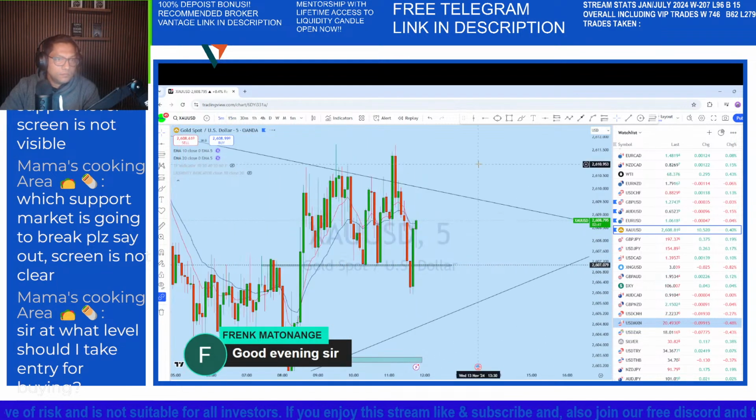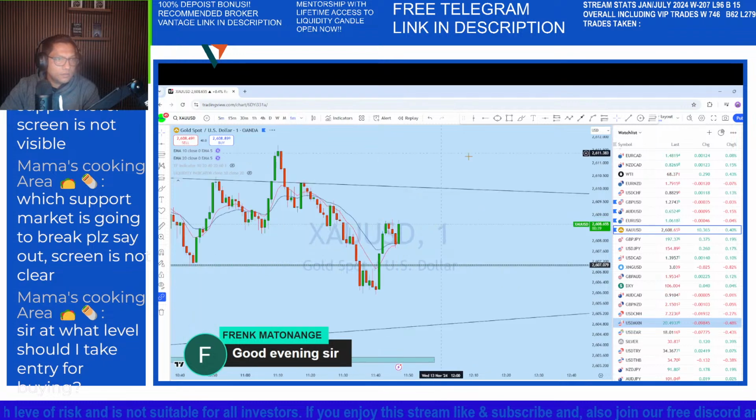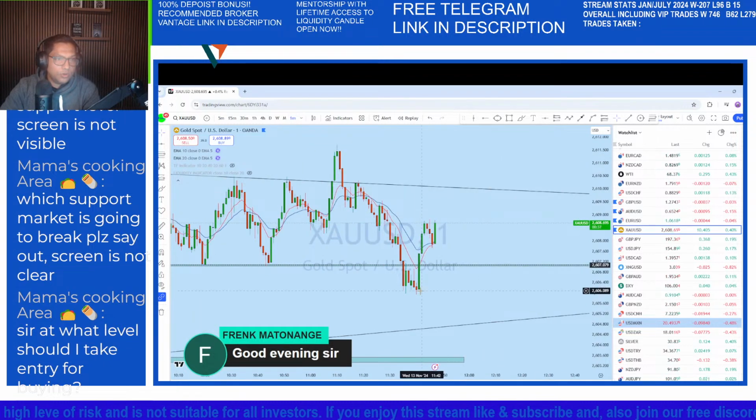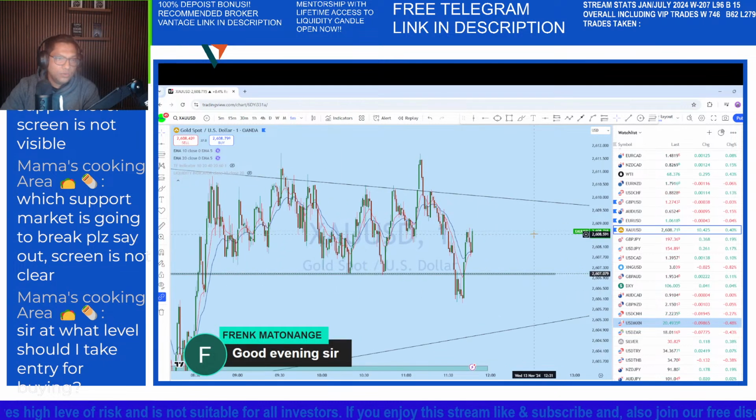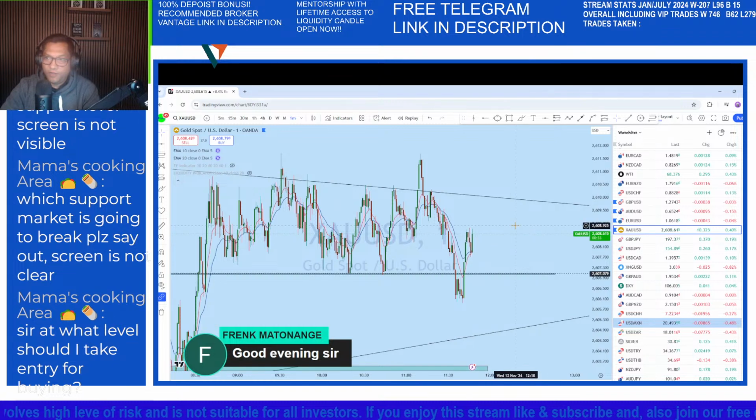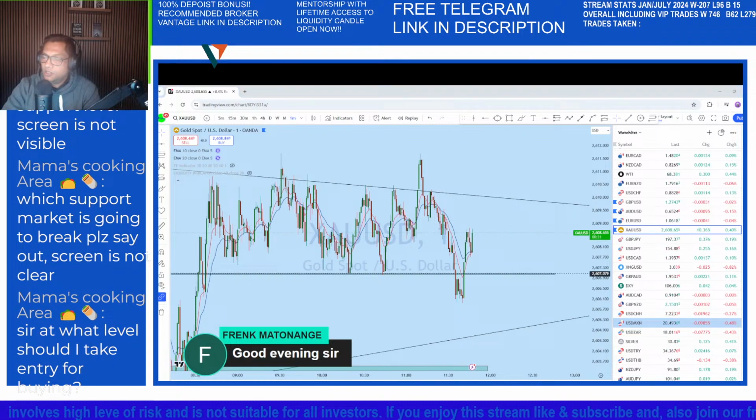Okay, so locally it's trying to bounce. That's why I'm waiting for confirmation, either bullish or bearish.